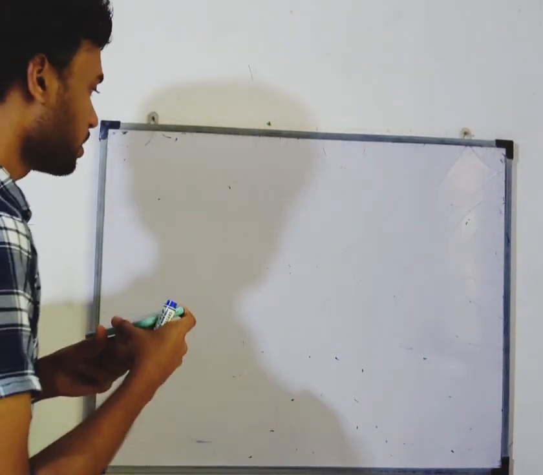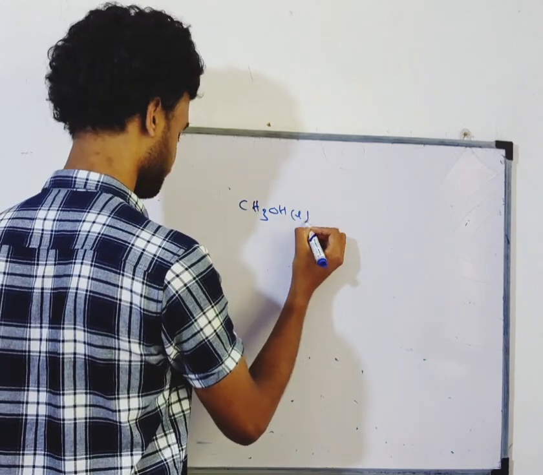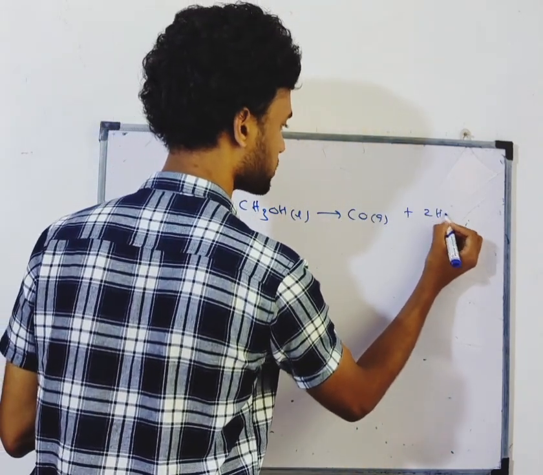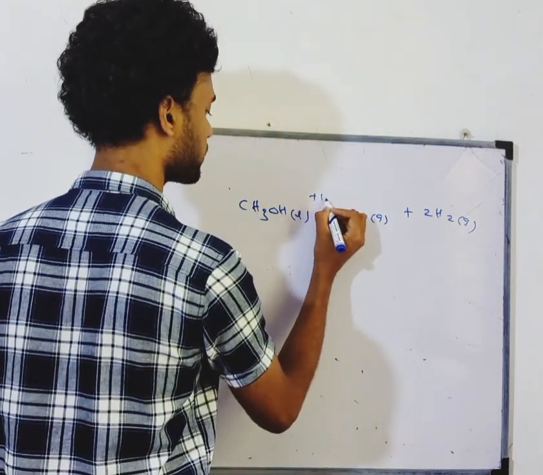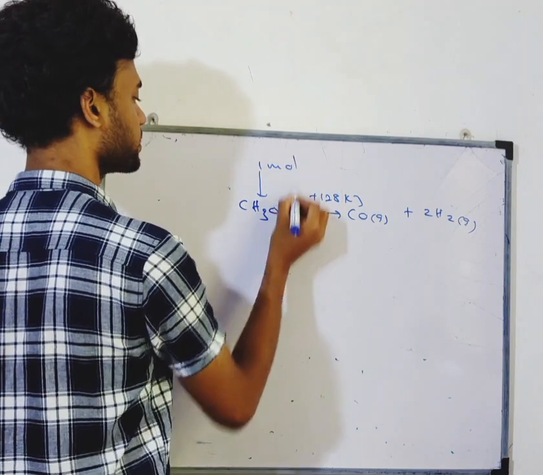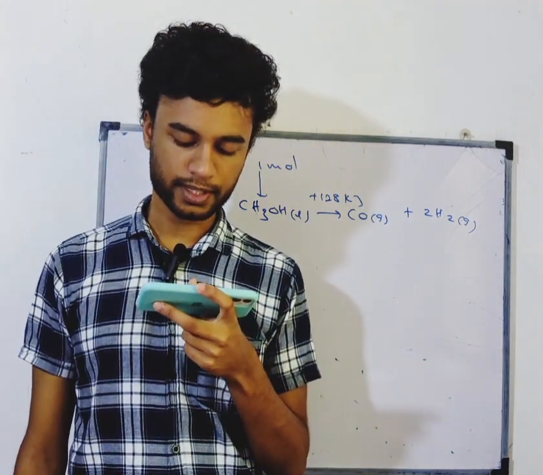Let's discuss question number 21. Decomposition of 1 mole of CH3OH liquid occurs at high temperatures as follows: methanol CH3OH liquid becomes carbon monoxide gas and 2 hydrogen gas. The enthalpy change is positive 128 kilojoules when you consider 1 mole of CH3OH liquid. Which of the following is incorrect for the above reaction?